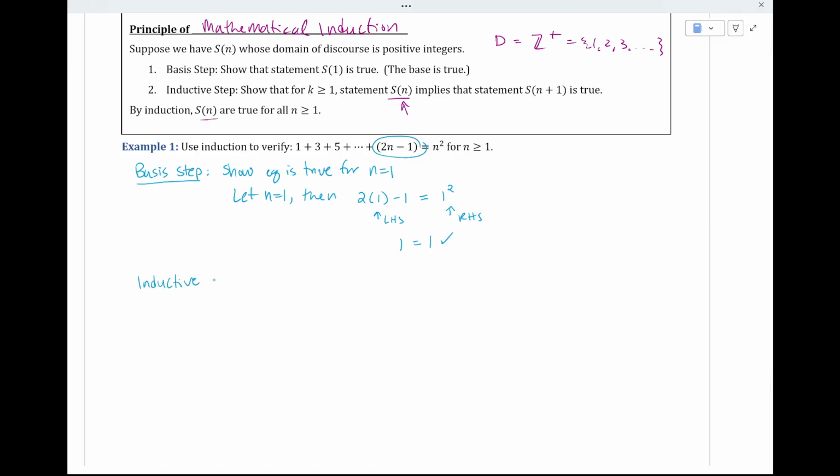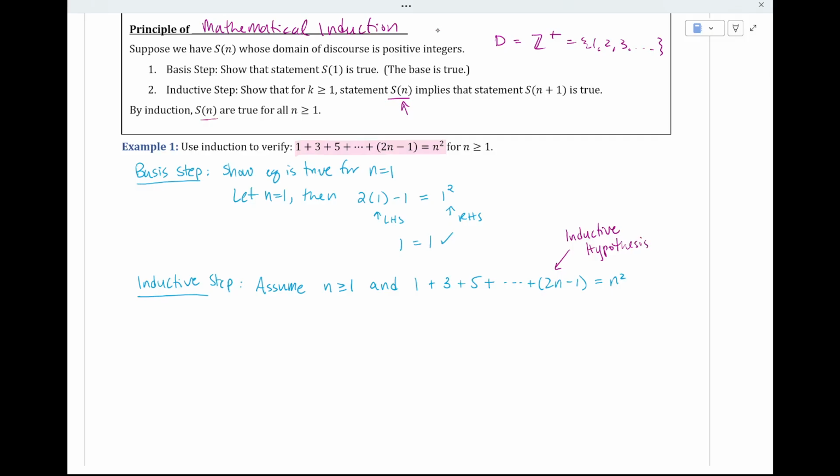And this is the step where the magic happens. We get a little bit more involved. I'm going to assume that n is greater than or equal to 1, and that this thing is true right here: 1 plus 3 plus 5 plus dot dot dot plus 2n minus 1 is equal to n squared. This thing that I'm assuming right here, this is called my inductive hypothesis.